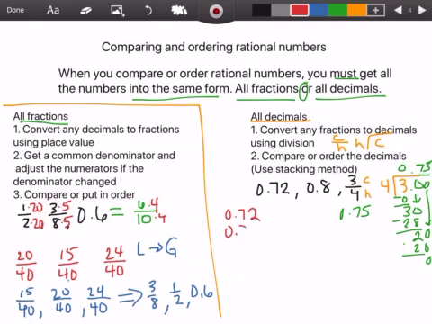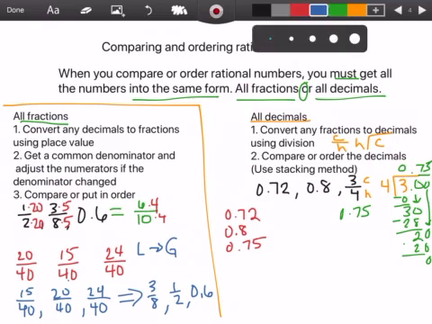So the stacking method, I'm going to write these decimals, and I'm going to line up their place values. All the ones place, the zeros that we have here, are in line. The decimals are in line. The tenths place are in line. And the hundredths place are in line. And then wherever you see a blank, you can fill in with a 0. Unless it's a repeating decimal, then you fill in with whatever number's repeating.